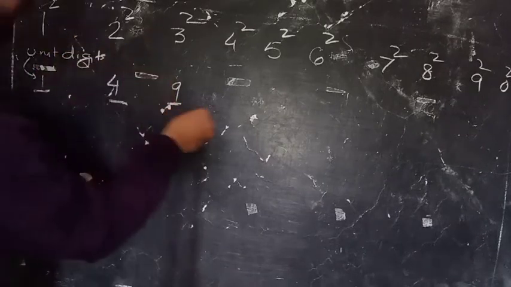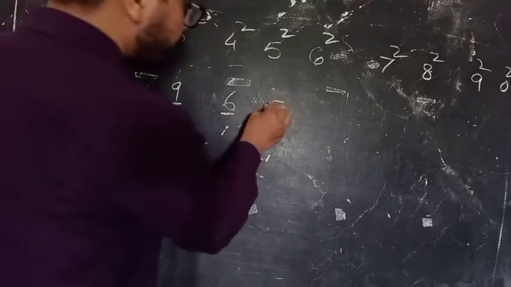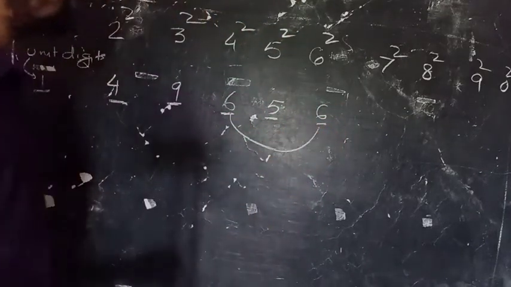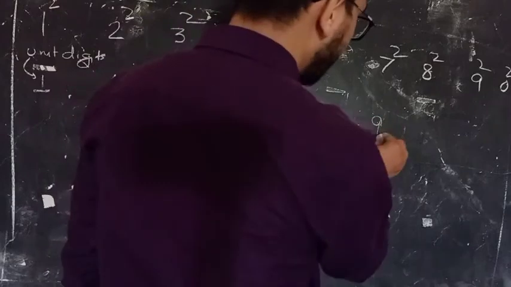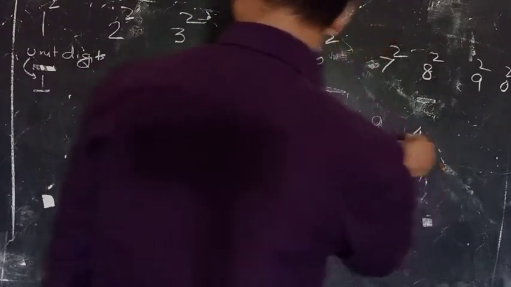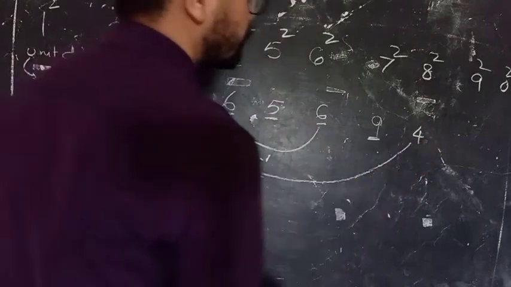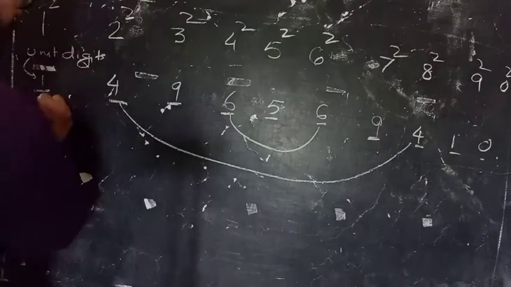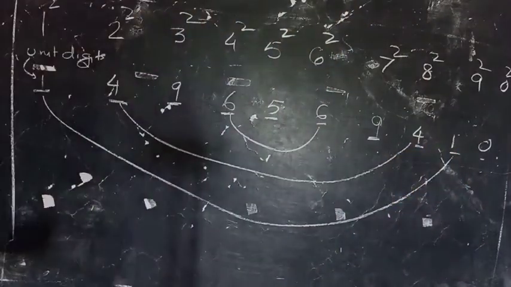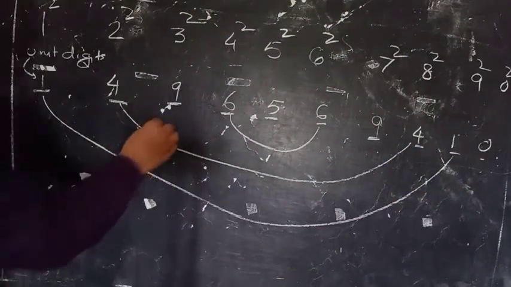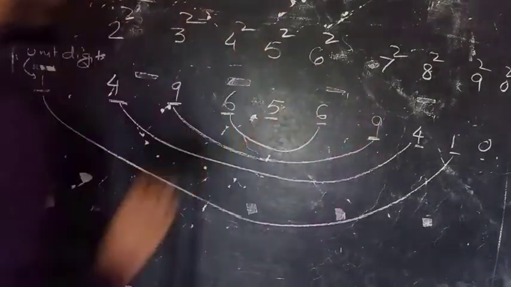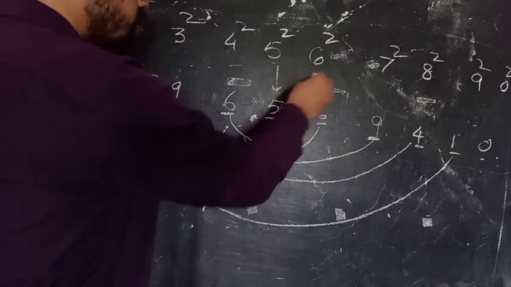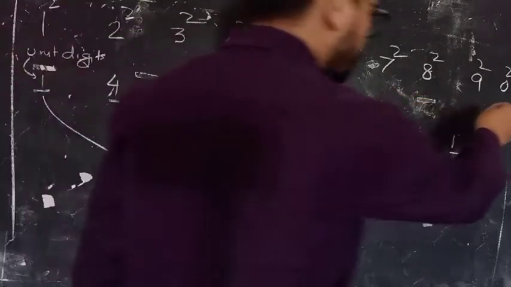1, 4, 9, 6 is the unit digit, 5 is the unit digit, 6 again is the unit digit. Okay, 7 times 7 is 49, 9 is the unit digit, 8 times 8 is 64, again 9 9 is 81, and 0. So these are the unit digits, right? So 1 is here. That means square of 5 always gives you 5, square of 6 always gives you 6, square of 0 always gives you 0.